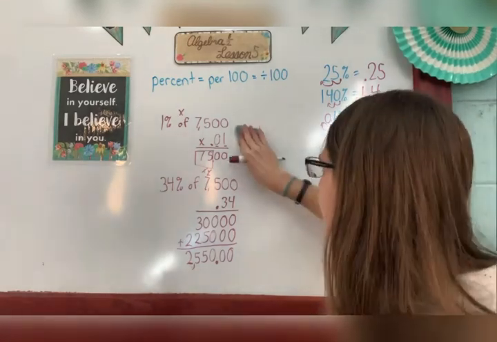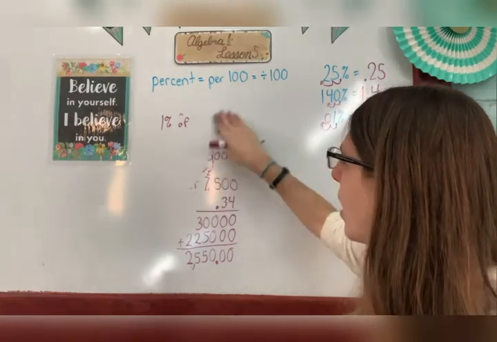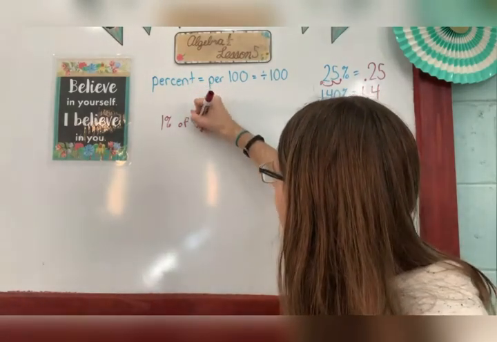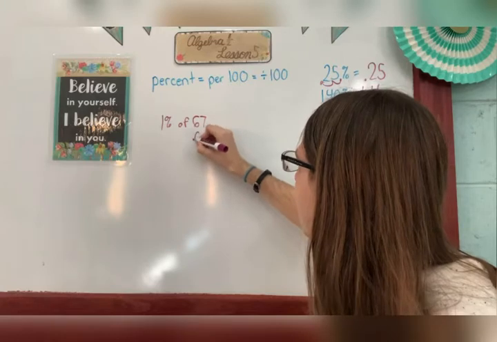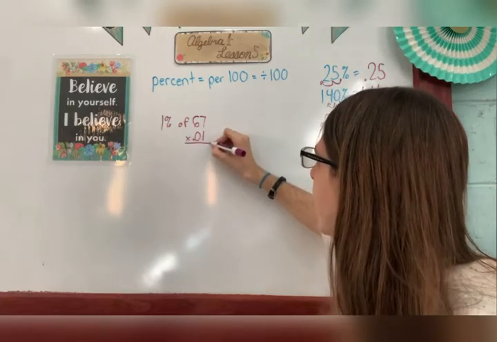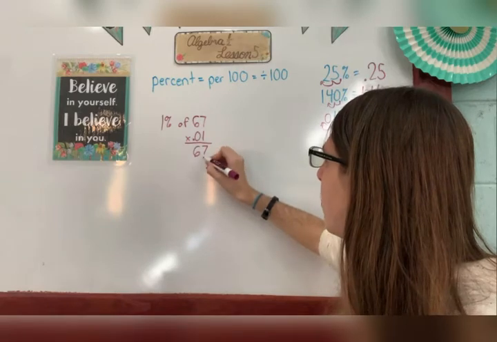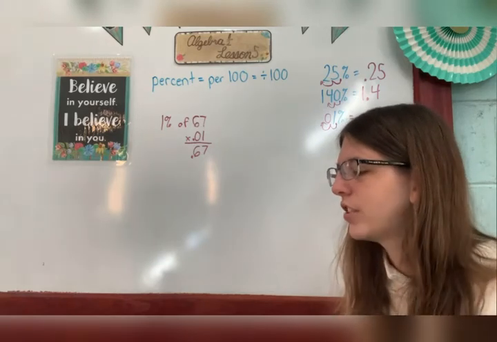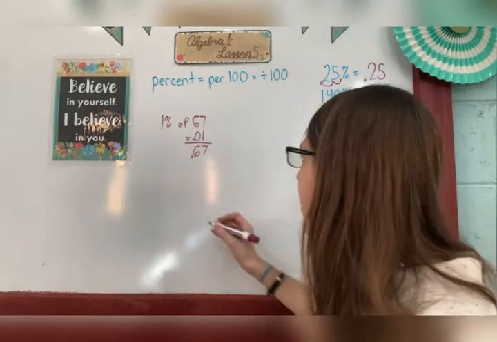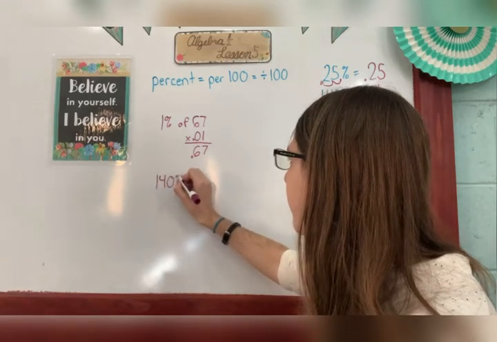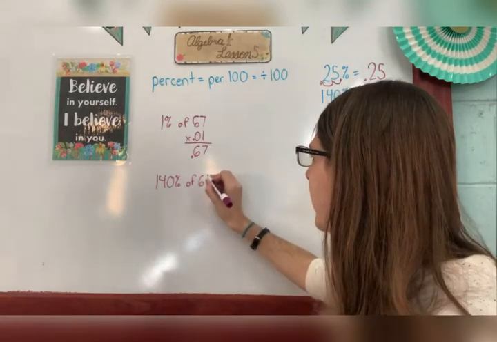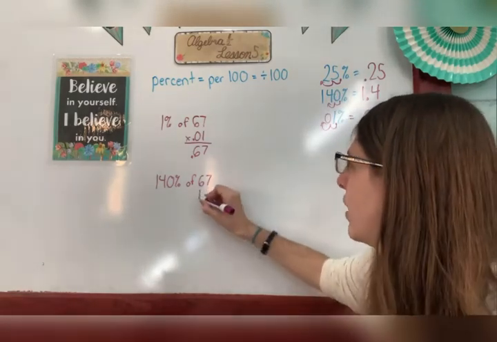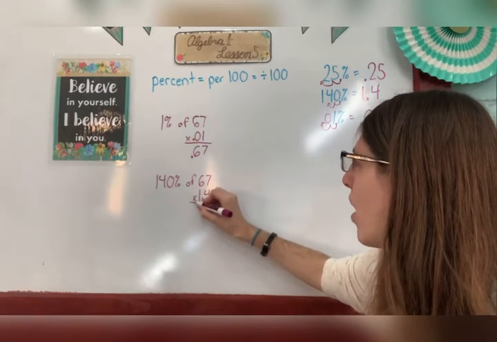All right, let's try another one. So this time, it's going to be 1% of 67. So I multiply my 67 times 0.01. I move my decimal point over 2 places, gives me 0.67. So that's 1%. Now I have, what is 140% of 67? Well, 140% as a decimal is 1.4. So I multiply my 67 times 1.4.